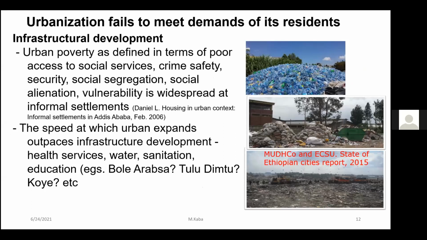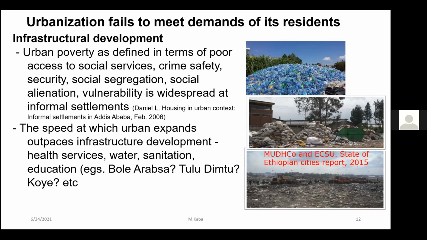In terms of infrastructure development, one of the most important issues is access to services, issues related to crime, safety, and security, and social segregation, alienation, and so on. But it is quite clear that infrastructural development has actually opened up opportunities for those issues, including access, thereby making residents more vulnerable to crimes, lack of services, segregation, and alienation.